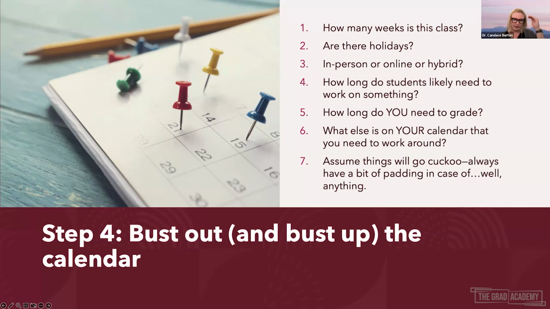If you have to be in BHS 302 from 2 to 4 every Thursday, that takes a chunk of the time that you have, the time that your students have, and then you've got to figure out what you're going to do with that time. Okay. How long do the students need to work on something? So if you have a paper that is due 2 weeks into the class, it's probably not going to be as good as a paper that is due closer to the end of the class.